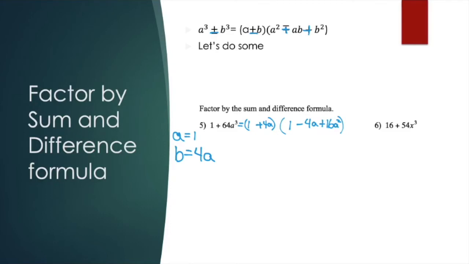Done. Wait, no, it's just 16A. That's it? What do you mean? No, it's 16A squared, because we're squaring all of B, and B is 4A, so we're squaring the 4 and the A.